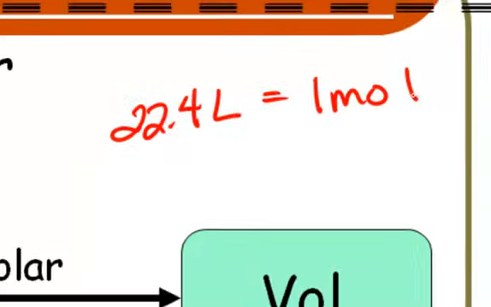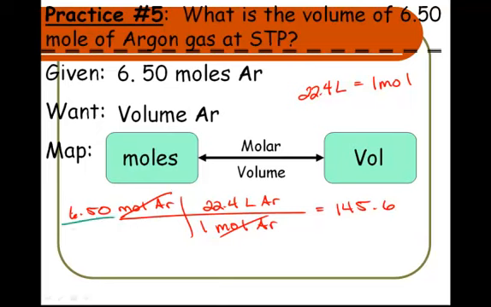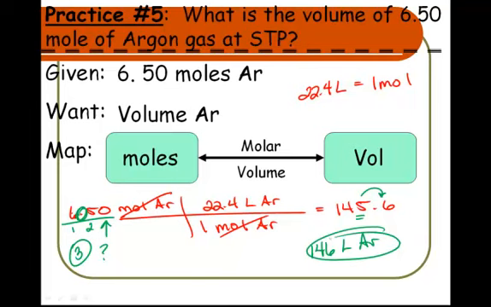So I start with my 6.50 moles. I want moles to cancel, so I'll put 1 mole of argon on the bottom, leaving 22.4 liters of argon on the top. Moles of argon cancel, so 6.5 times 22.4 is 145.6. The 6 is significant, the 5 is significant, but what about our last trailing zero? Since it's a trailing zero, it needs a decimal point. So that means 6.50 has 3 significant figures. Our third significant figure is the 5. So we look to the right, and the 6 tells the 5 to become a 6. So our answer is 146 liters of argon.